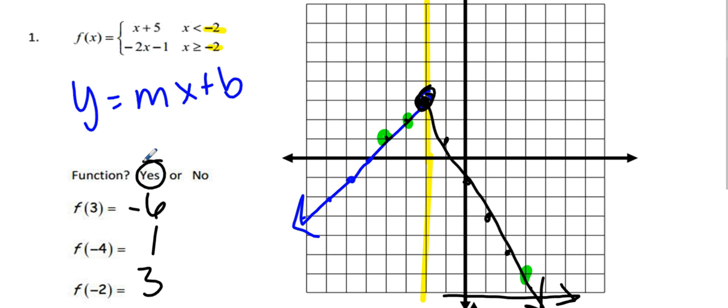Only because, I need you to really, really pay attention to this. Only because one of them is a less than, the other one is a or equal to. So if they both were closed out, they both would have an or equal to. It would not be a function, but this particular one is a function.